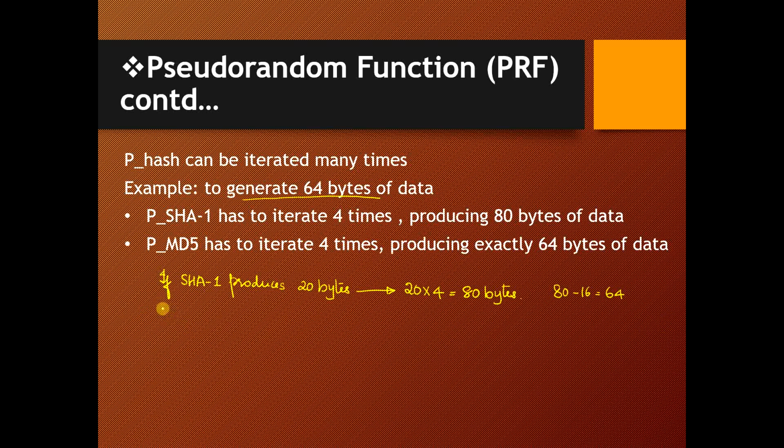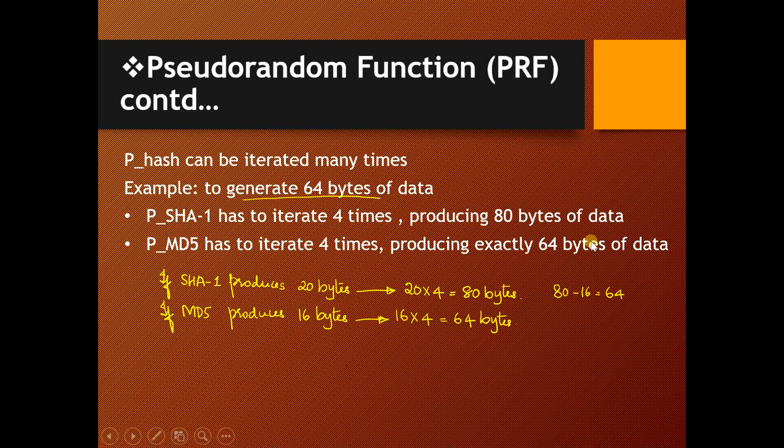Whereas if you consider the case of the hash algorithm MD5, then MD5 produces 16 bytes of data. So a single MD5 hash produces 16 bytes of data. When this is iterated 4 times, 16 into 4 will be equal to 64 bytes. So this is exactly what we wanted, that is, to generate 64 bytes of data. So this is the difference between using the SHA algorithm or the MD5 hash algorithm.